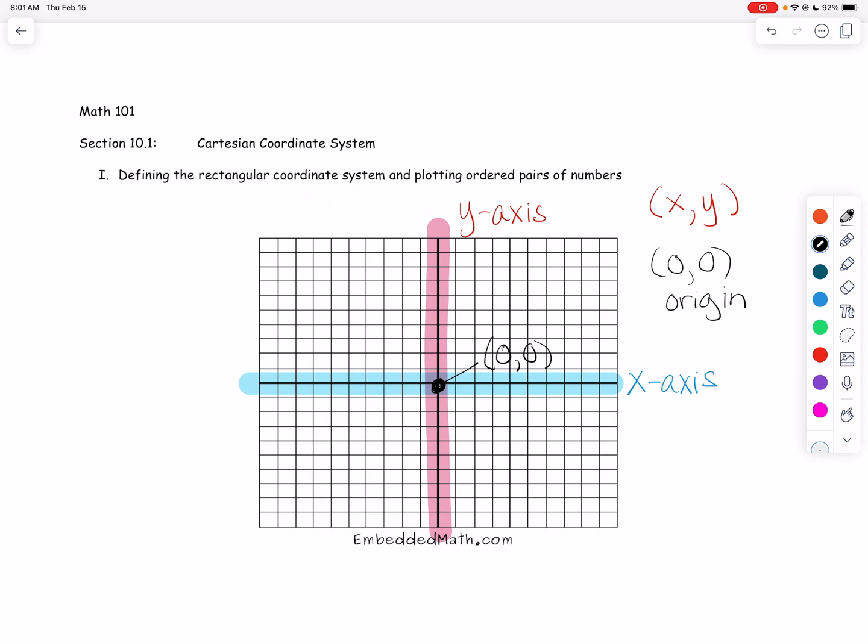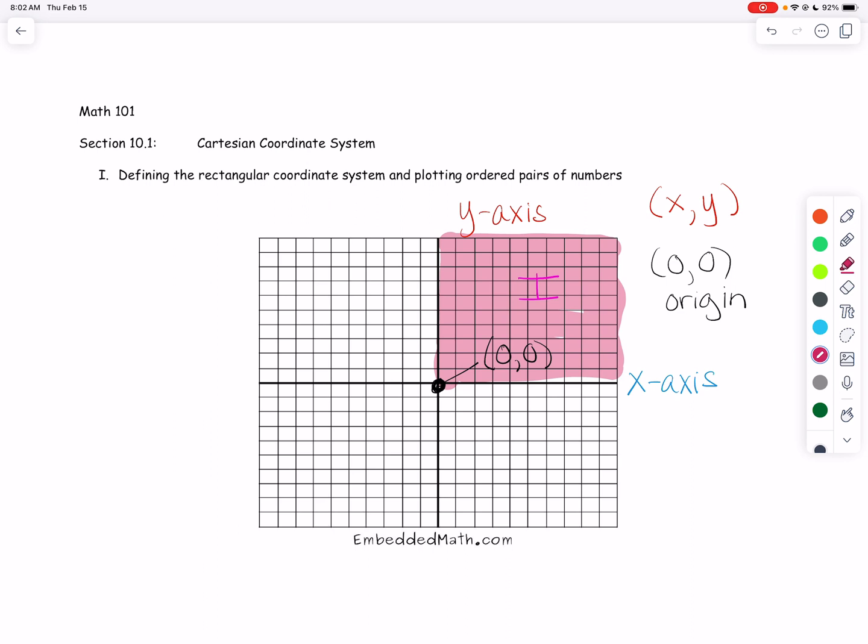And you'll see that these axes divide the coordinate plane into four what we call quadrants. The first quadrant is in the upper right-hand corner, and we use Roman numerals to denote the quadrant. That is quadrant I, and everything in quadrant I is going to be a positive point. So I'm going to shade everything in this upper right-hand corner, which is quadrant I.